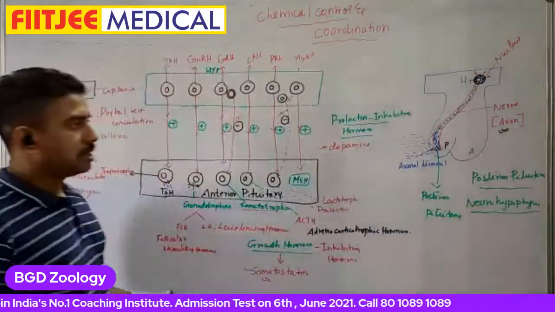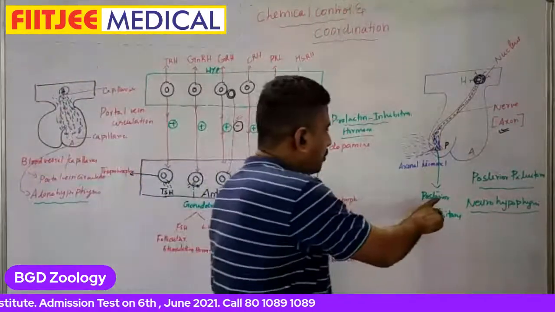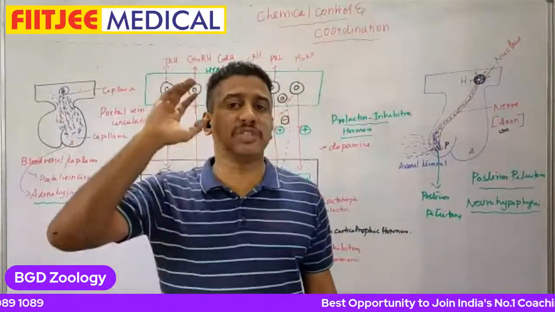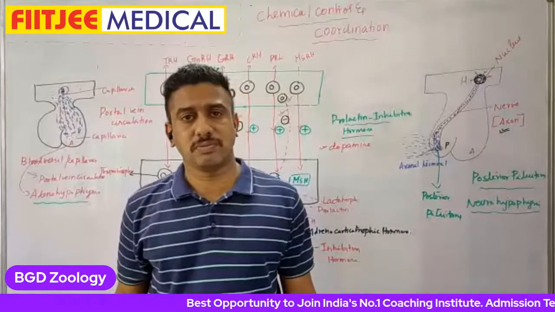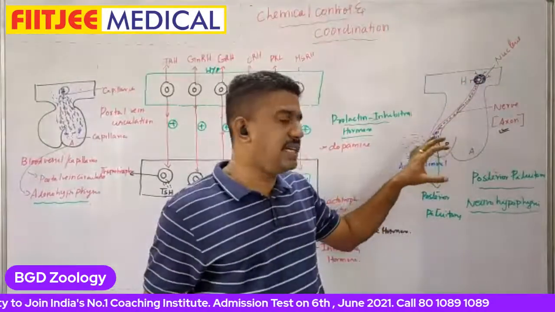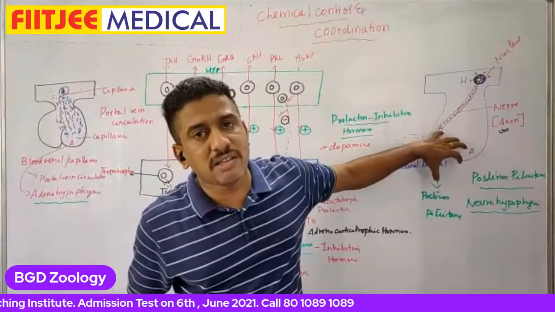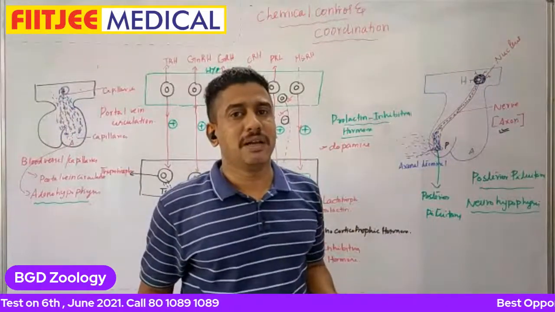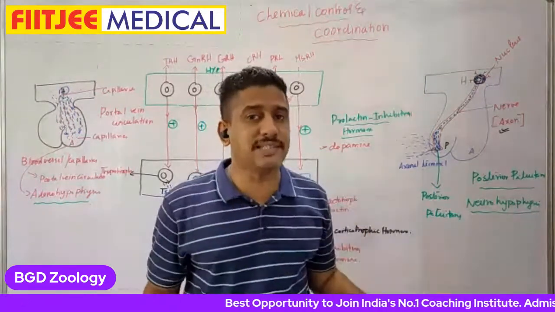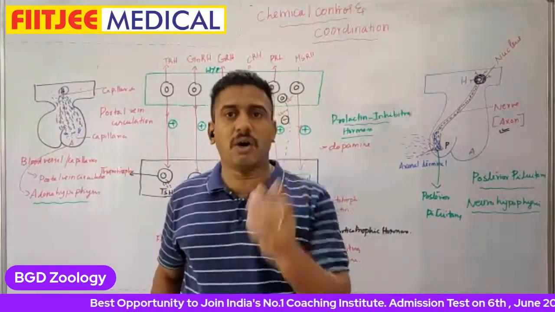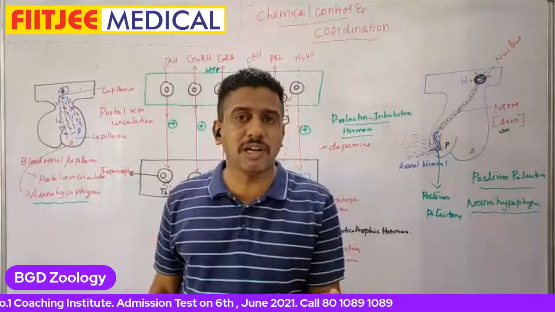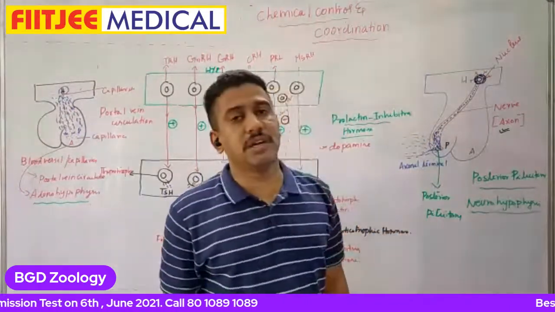Am I right? So that means the posterior pituitary is not synthesizing the hormone. It is just storing and accumulating the hormones. The reason behind it is that the axonal terminals of these nuclei are placed inside the posterior pituitary, so the posterior pituitary is not synthesizing any hormone. They are just storing the hormones.